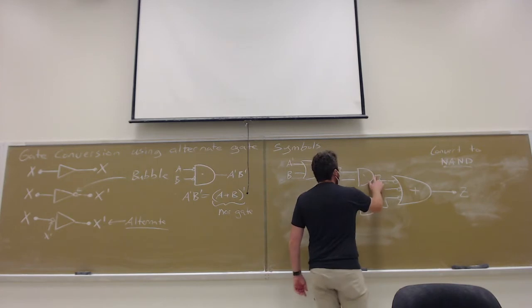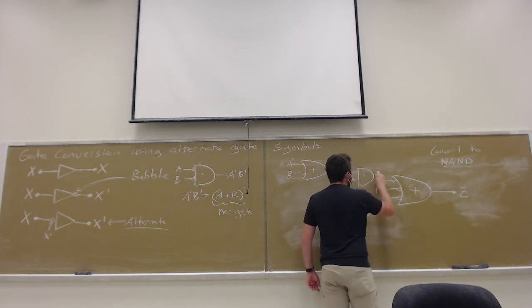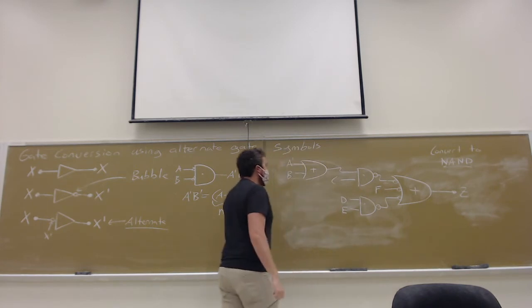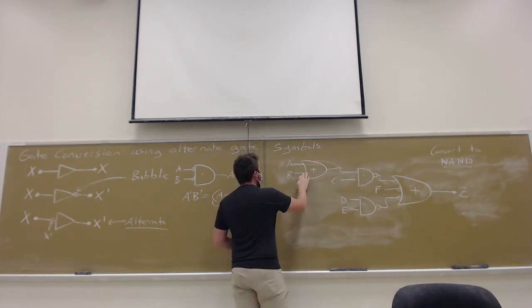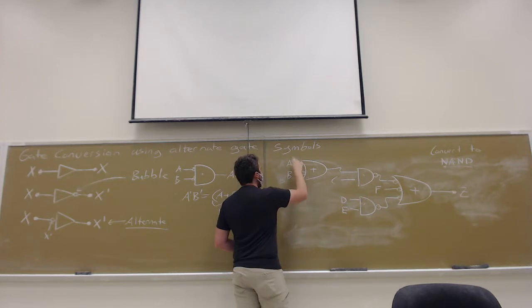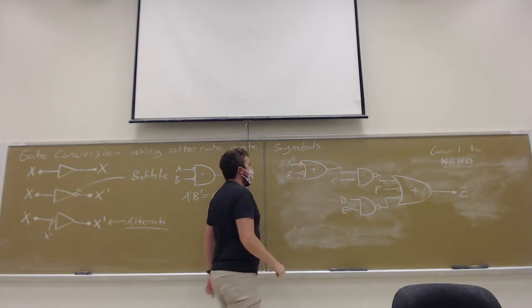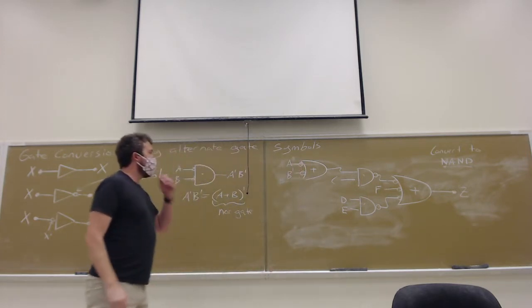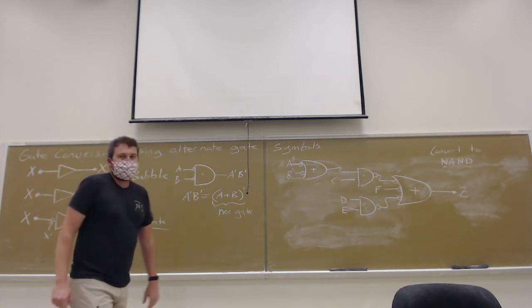You put your bubbles on the output. Now for this last one, A prime and B, yeah, bubbles to make an AND gate, and then of course since it's level 3, you gotta flip it over. That's all there's to it.